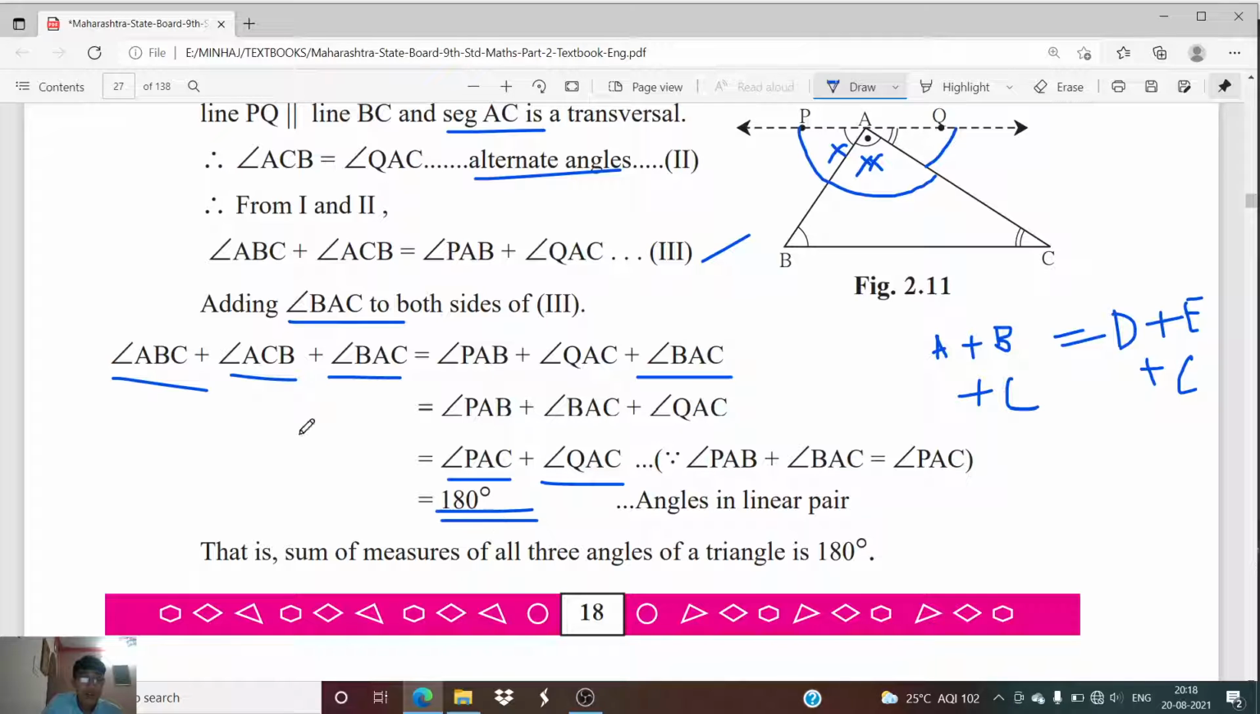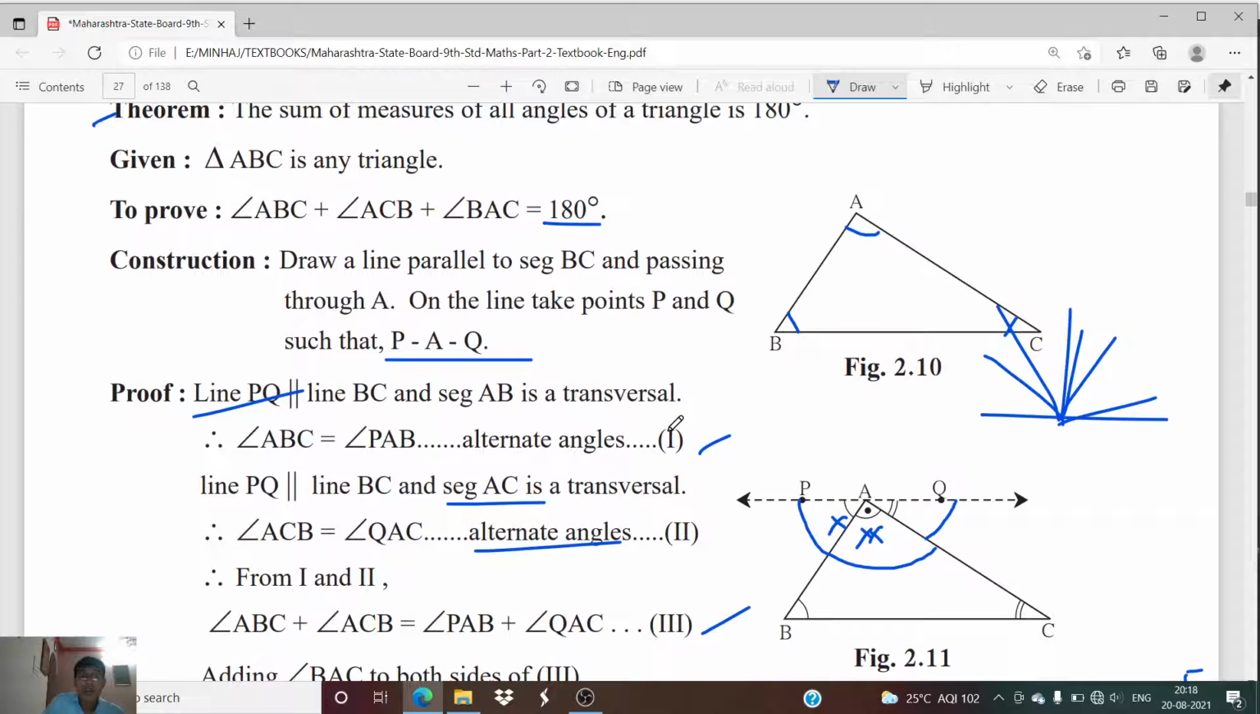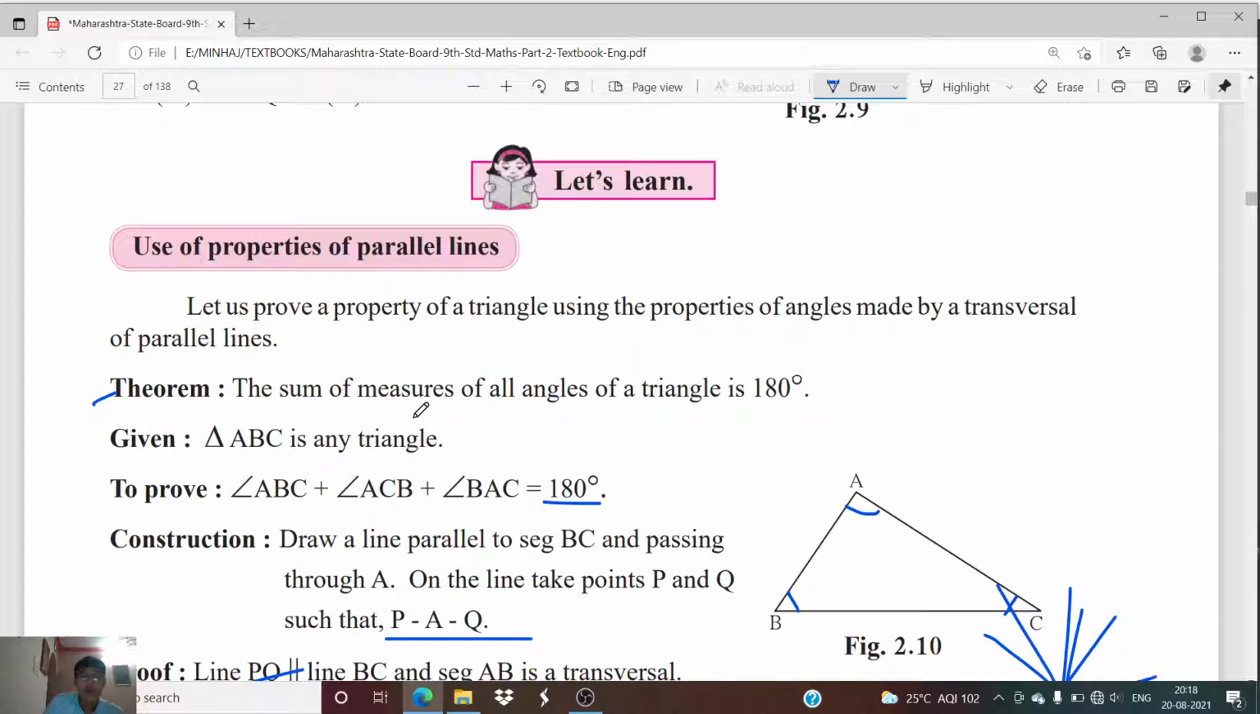So we have written here angle ABC plus angle ACB plus angle BAC is equal to 180 degree, and in this way we can state the proof of the theorem, that is, the sum of measures of all three angles of a triangle is 180 degree. So this is the proof for this particular theorem.